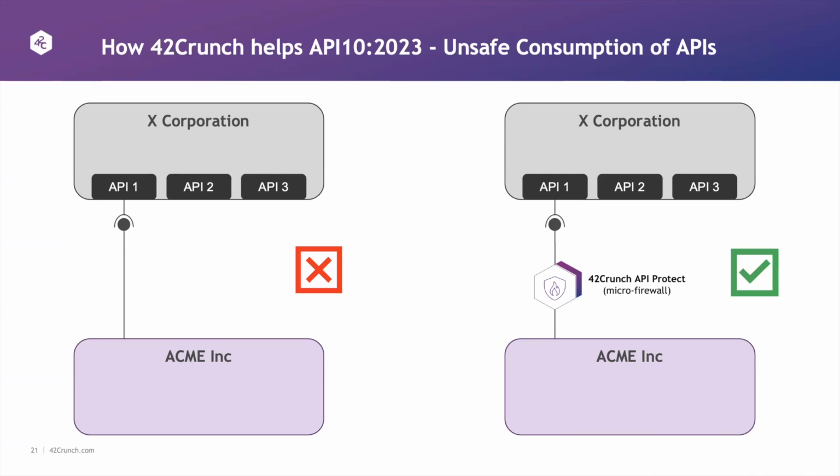I've opened myself up to a lot of risk there, right? If that corporation were to do something nefarious with that API, they've got a direct line into my systems. Now, the way we can address this, 42 Crunch has a very elegant solution, and that's to use that firewall that we have, which is normally used in reverse proxy mode for inbound connections to an API. We can use that as a forward proxy to validate.